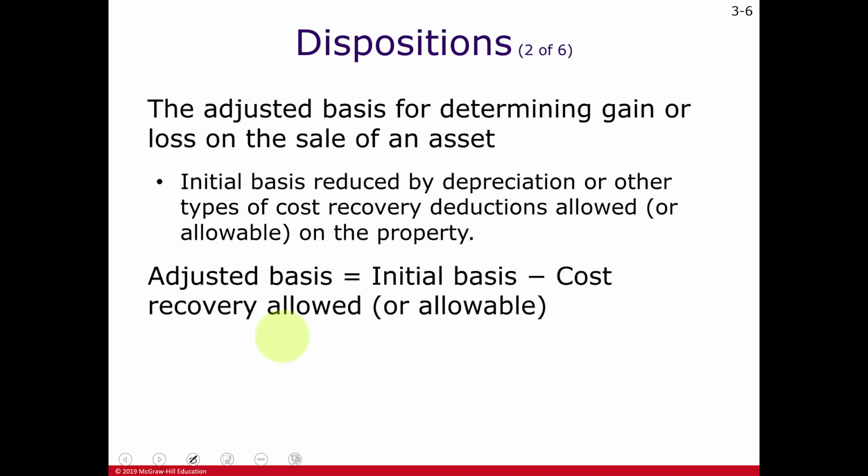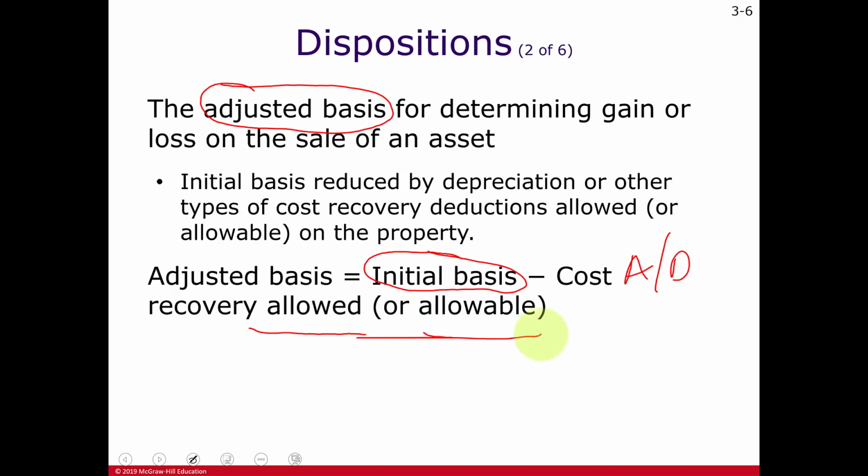The other term we had learned is called adjusted basis. And again, this is something we've seen back in the previous chapter too, where we start off with the initial basis and then we start to depreciate it, start to use it up over the time we own it. That's called accumulated depreciation. Notice the term here. That's the amount that was allowed. Allowed means that the depreciation was actually claimed as a deduction on the tax return, or the amount allowable, the amount that should have been claimed.